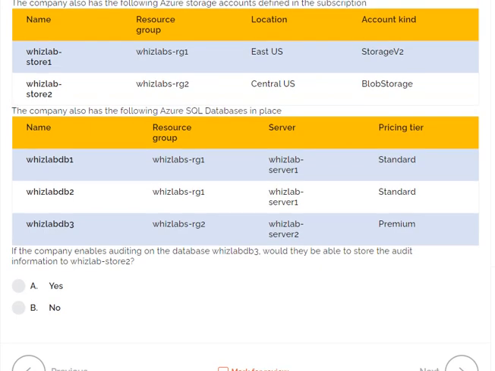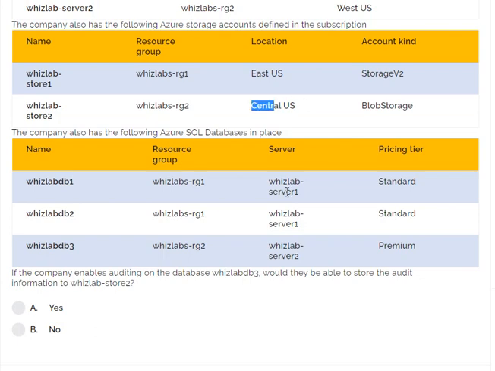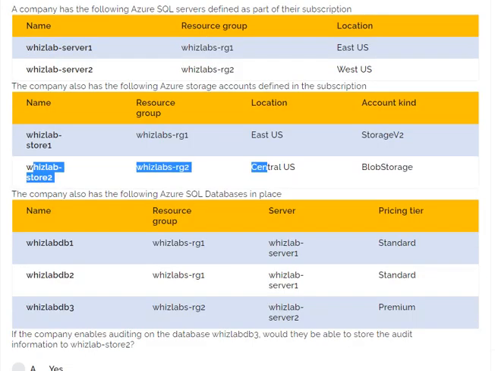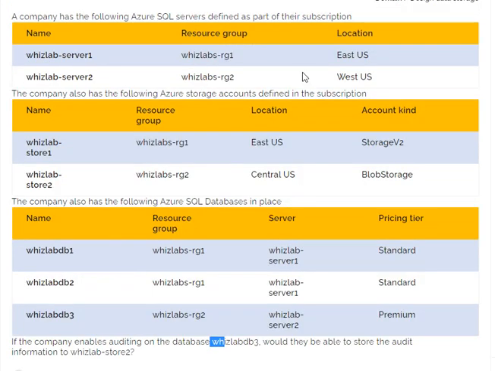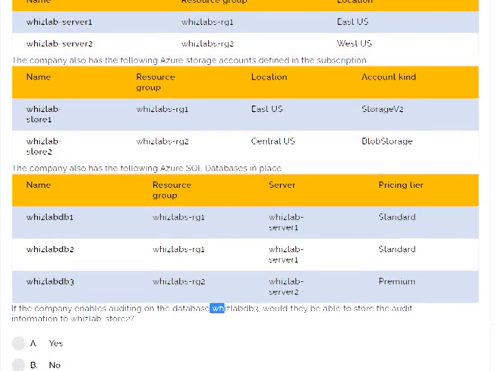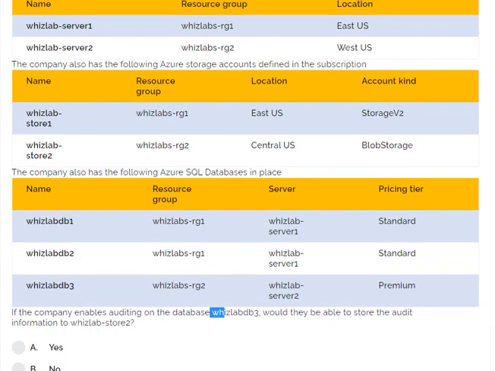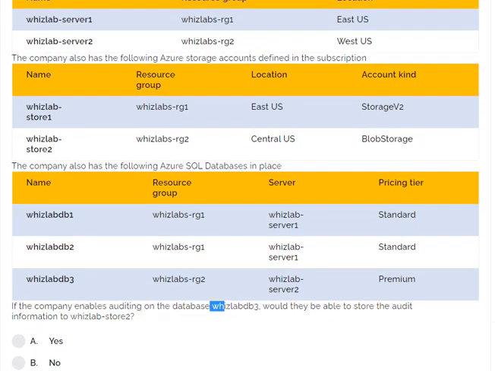Where is db3? If you see, the server is server 2, and server 2 is in Central US. Would they be able to store the audit information to store 2? Store 2 is in Central US. Sorry, we need to correlate db3 and store 2. db3 is in West US and store 2 is in Central US, so both are in different locations, so the answer would be no.